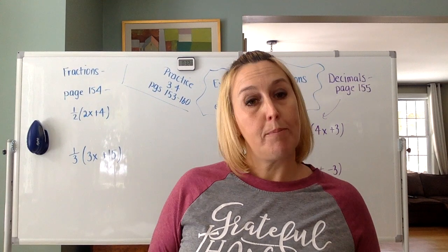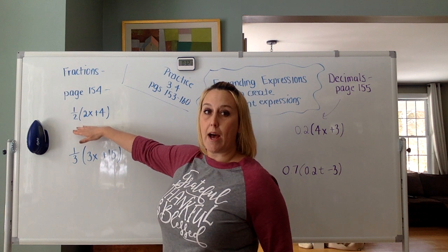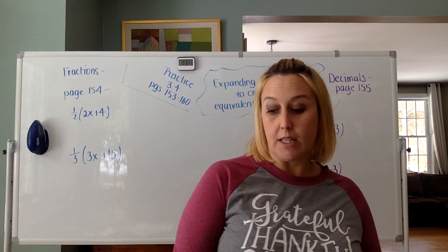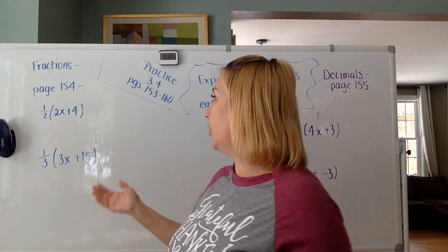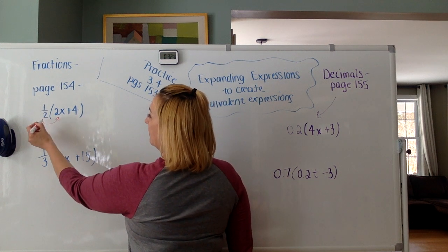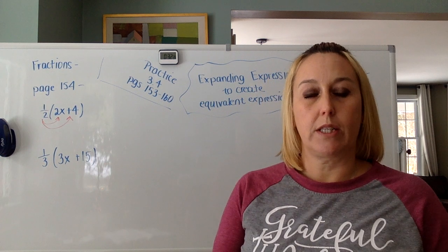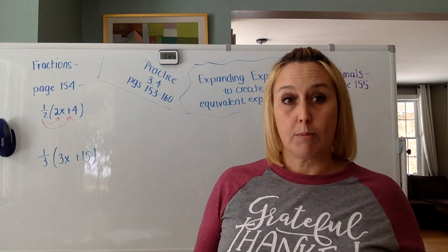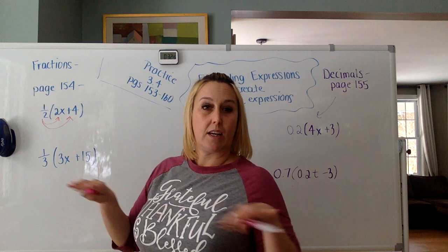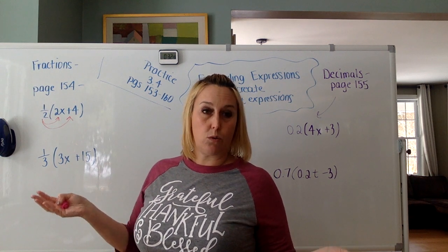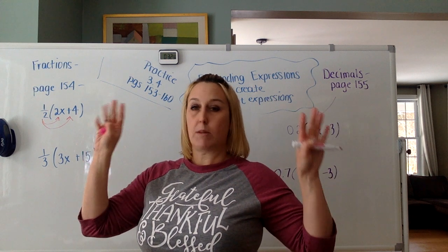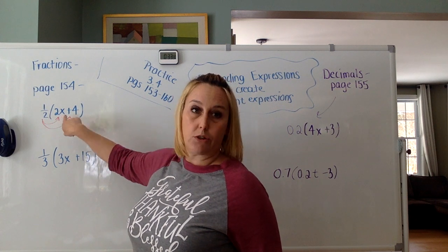Okay, so on the top of page 154, you will see the problem 1/2 times (2x + 4). And what we are going to do when we are expanding an expression is essentially using the distributive property, right? We're going to distribute the 1/2, which is outside of the parentheses, to both of the terms that are inside of the parentheses. A common mistake, we've talked about this before, is that a lot of kids will distribute to the first term, and then in their excitement or rushing, they forget to distribute that 1/2 to the second term. So that's my heads up to you. Common misconception or common error is to distribute to the first term but not to the second.